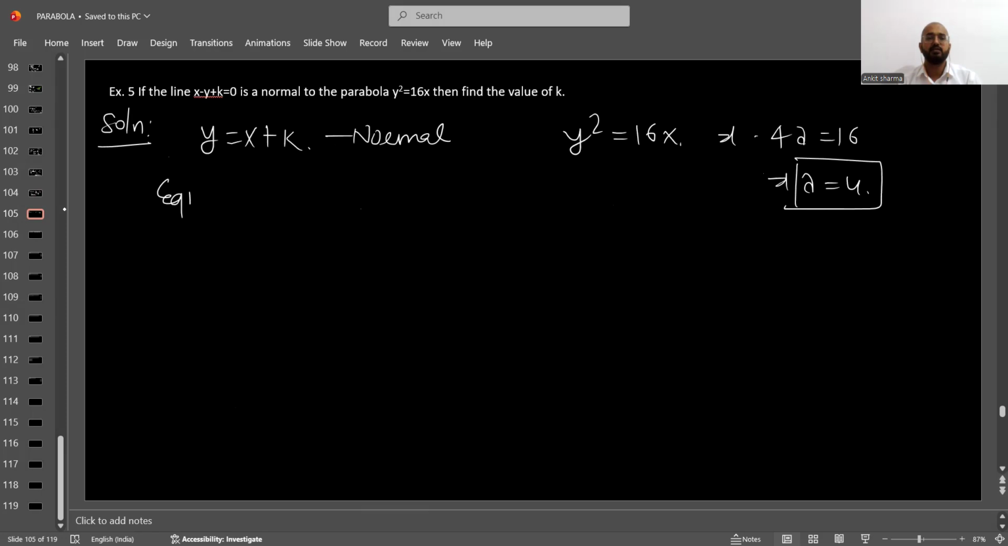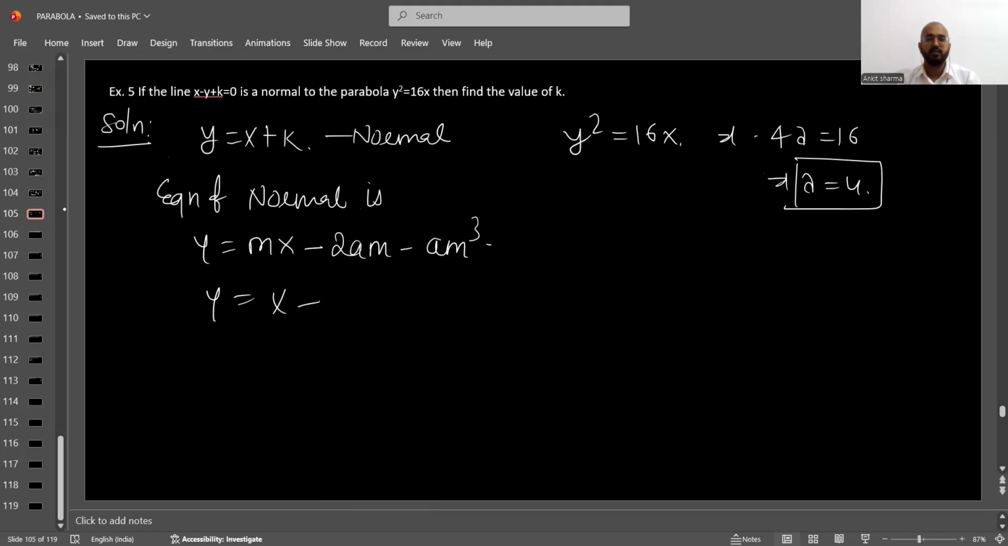So the equation of normal is y is equal to mx minus 2am minus am cube. So a is 4, and here I can see m is 1. So y is equal to x minus, this turns out to be, a is 4, so I get here 8 minus, m is 1, so 8 minus 4.